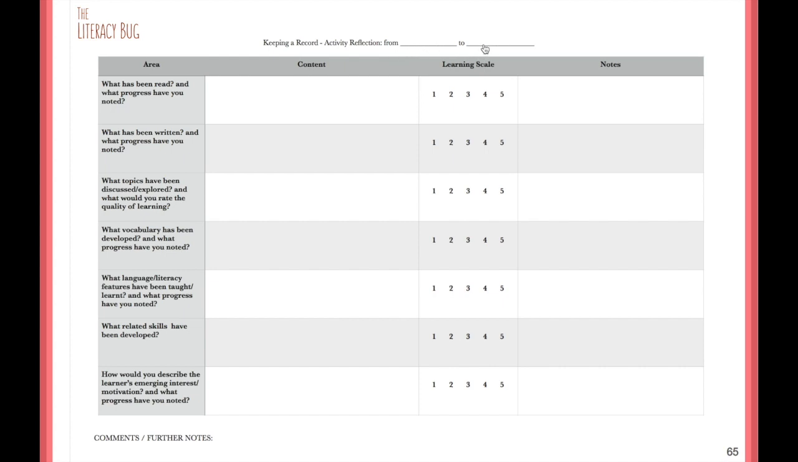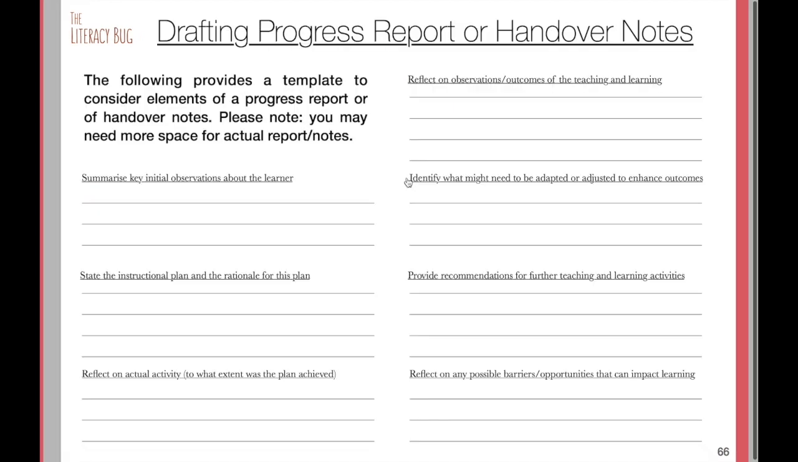From a period of this date to this date, how would I reflect upon their growth in reading? On a scale of 5, what did we read? How would I rate them on a scale of 5? What notes in writing, in topic exploration, in vocabulary, in language and literacy features, in other skills, and in motivation? Periodically doing a reflection upon how are they going in each of those areas.